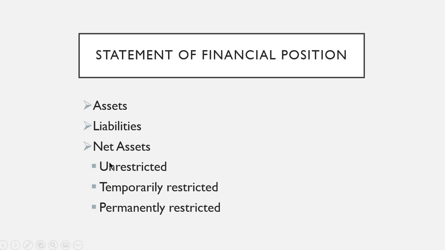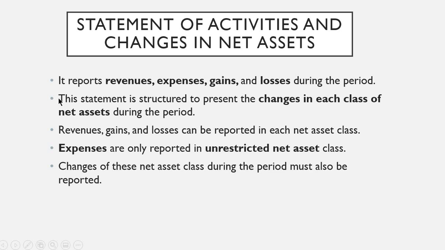Ano-ano ba yung mga changes na yon, or saan ba yung mga changes na yon? Sa unrestricted net asset ba? Sa temporarily restricted, or sa permanently restricted net asset? Okay? So makikita mo yun siya sa iyong statement of activities and changes in net assets. So how much or what is the change ba of the unrestricted net assets due to the operation of the not-for-profit entity during the period or for the period ended.